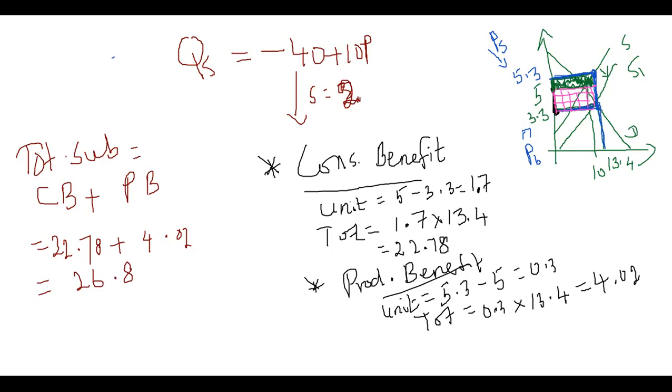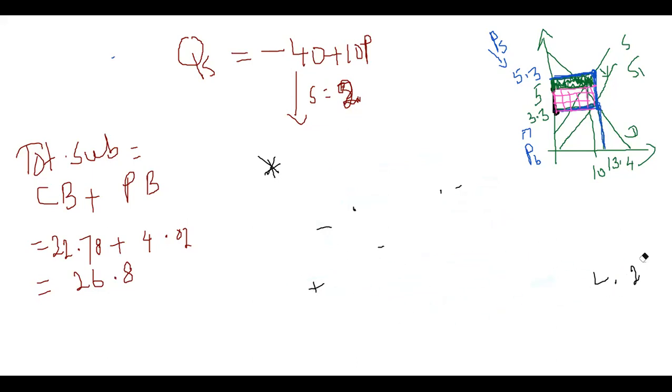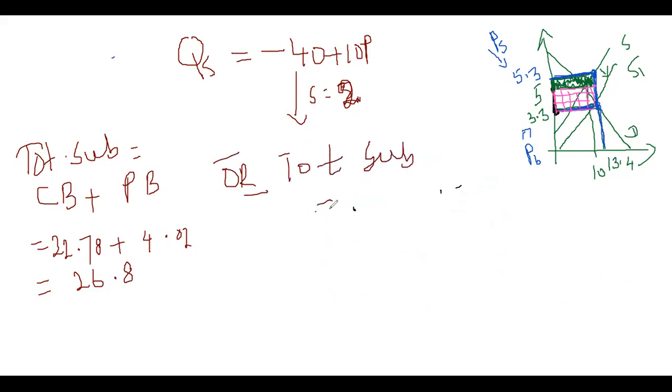Otherwise, to find the same total subsidy, you can go in another way. As I mentioned earlier, total subsidy is equal to unit subsidy into new equilibrium quantity. So unit subsidy is 2 here, new equilibrium quantity 13.4, that is also the same 26.8.